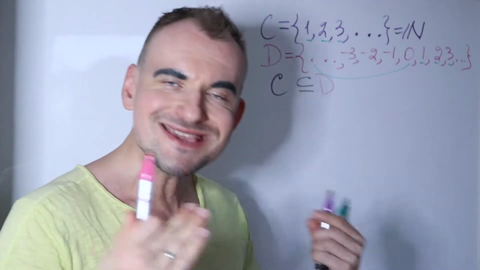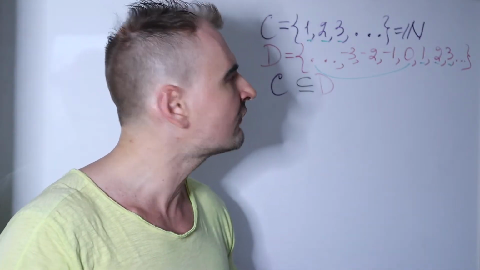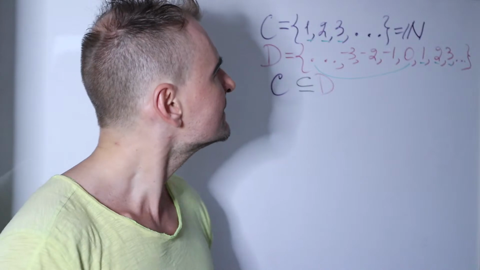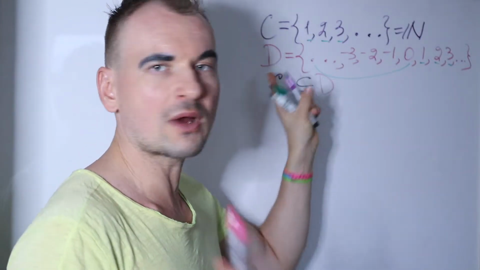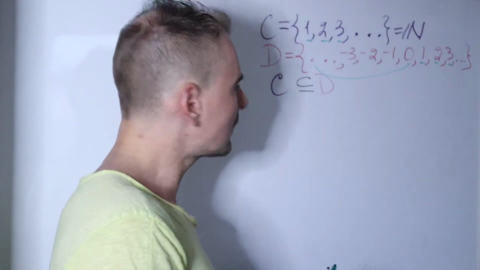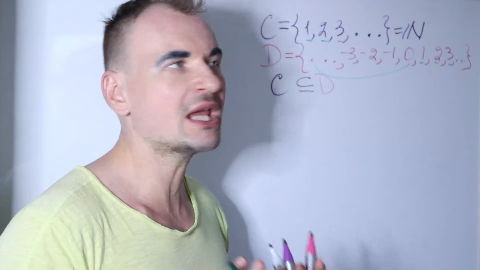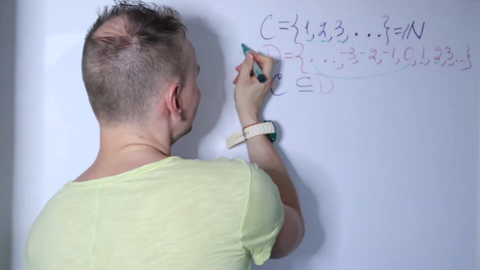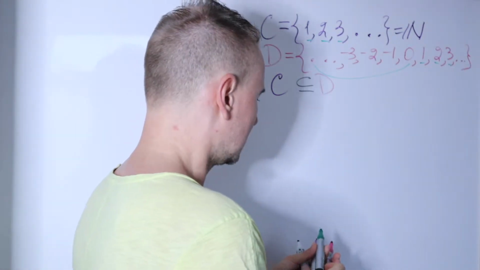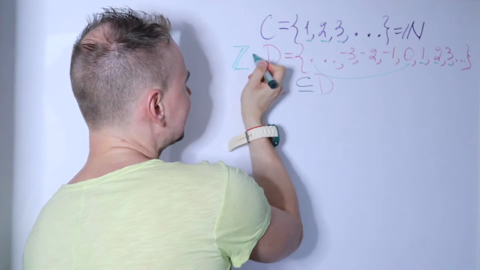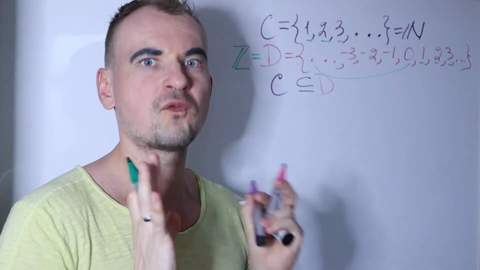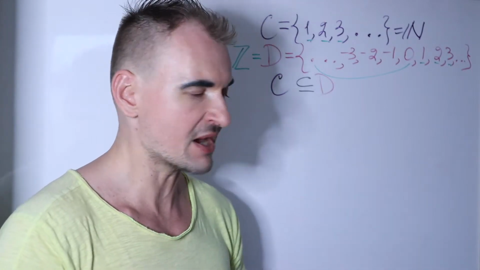Both of them are infinite sets, so you will never find the last number. It doesn't exist. Here also there is no first number in D. So both sets are infinite sets. And set D is typically denoted by the capital letter Z, or sometimes a bolded Z, which stands for the set of all integer numbers.